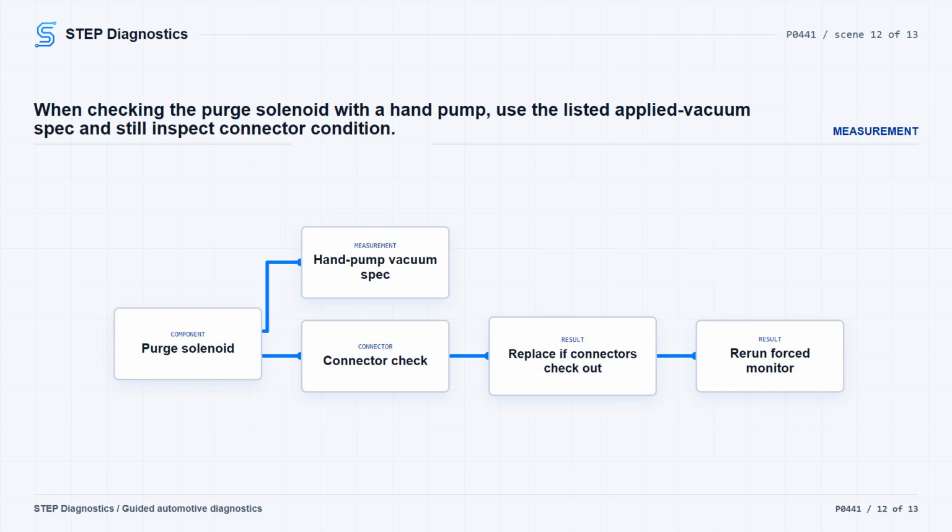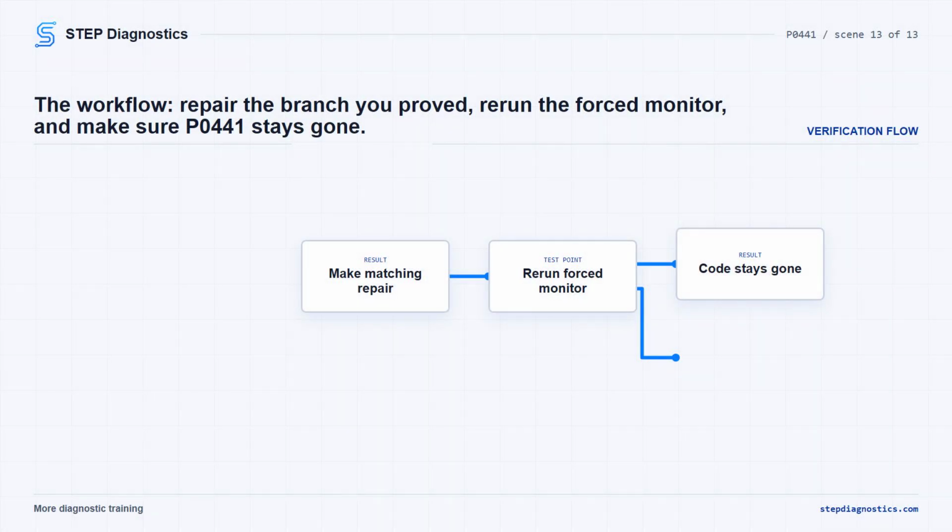One important point here: a restricted vacuum supply may still show vacuum on a gauge, but not enough flow. Inspect the intake port and manifold hose closely even when vacuum appears to be present. Keep verification separate from the testing. After the repair that matches your branch, rerun the SM/purge flow forced monitor where the path calls for it, and confirm the system is repaired and the code stays gone.